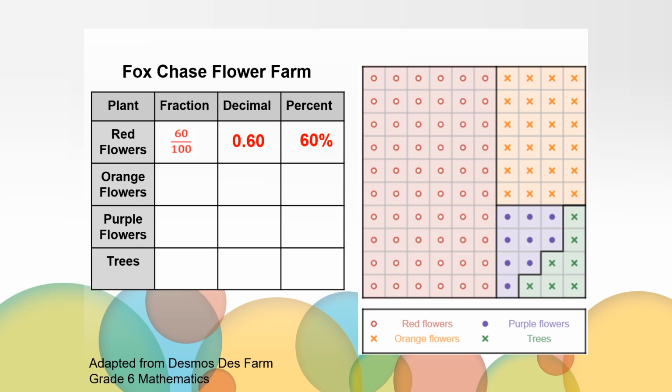Now I'm going to give you a chance to think about the orange flowers. How could I represent the orange flowers as a fraction, decimal, and percent? I'll give you a little bit of time to record your thinking in your table.